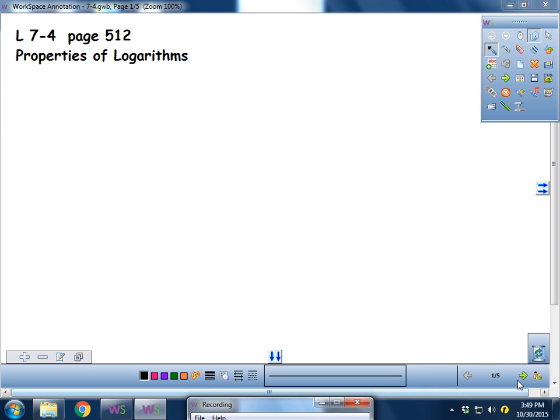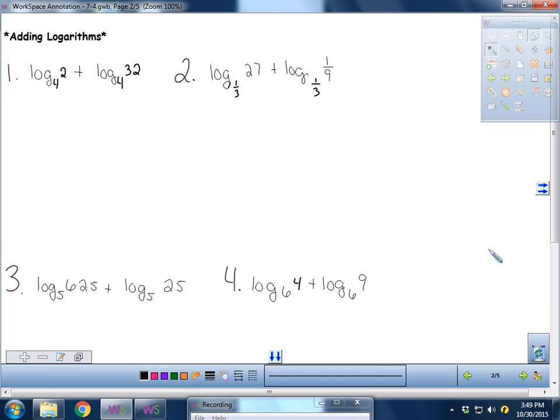Okay, so we're going to talk about some properties of logarithms, mainly adding, subtracting, a power property, and how to recognize inverses. If you pay attention, these are really not that difficult.